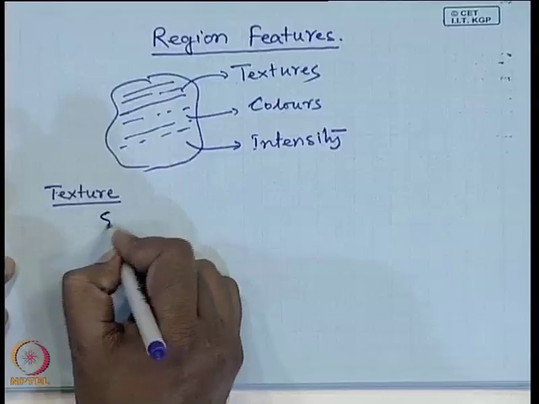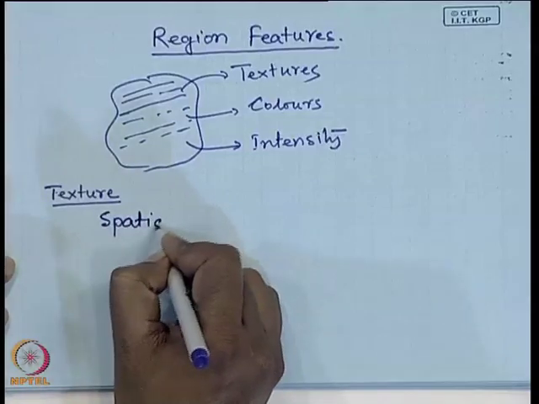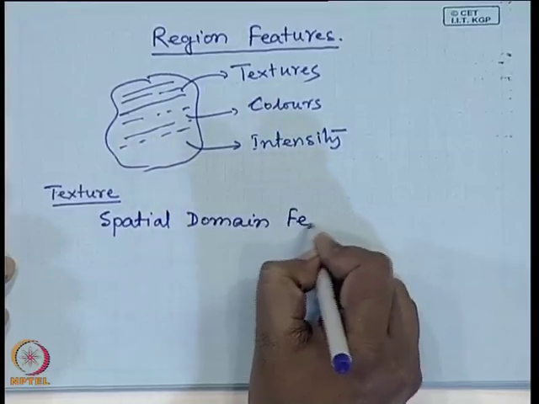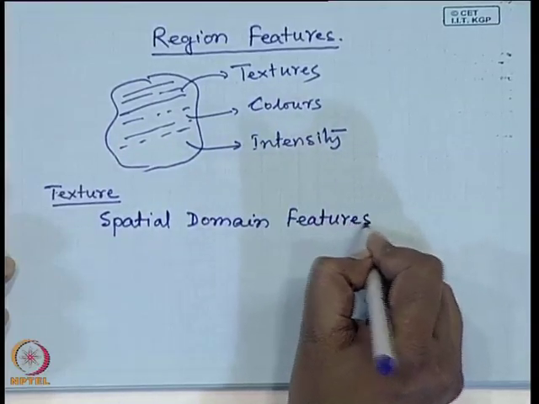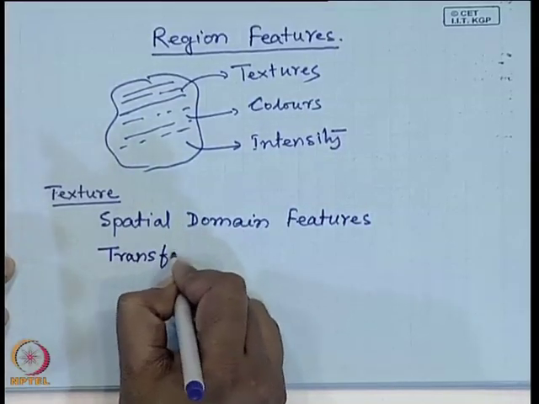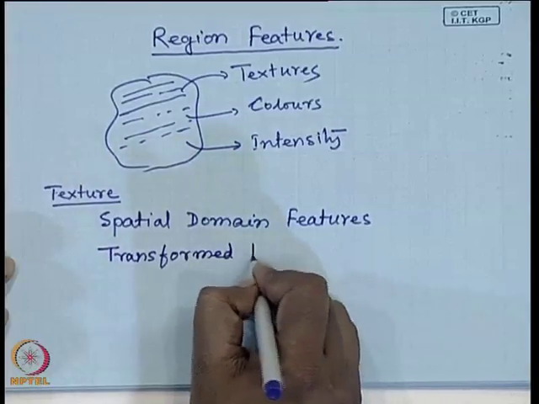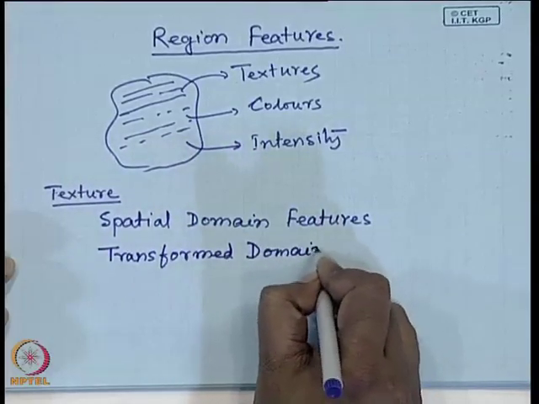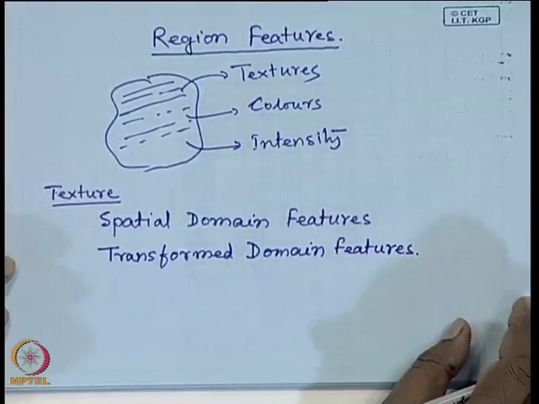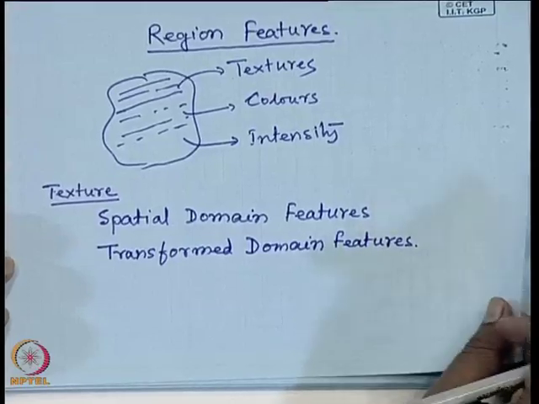So, I will have either spatial domain features, or transformed domain features. Let us first see what kind of spatial domain features we can obtain from a texture.